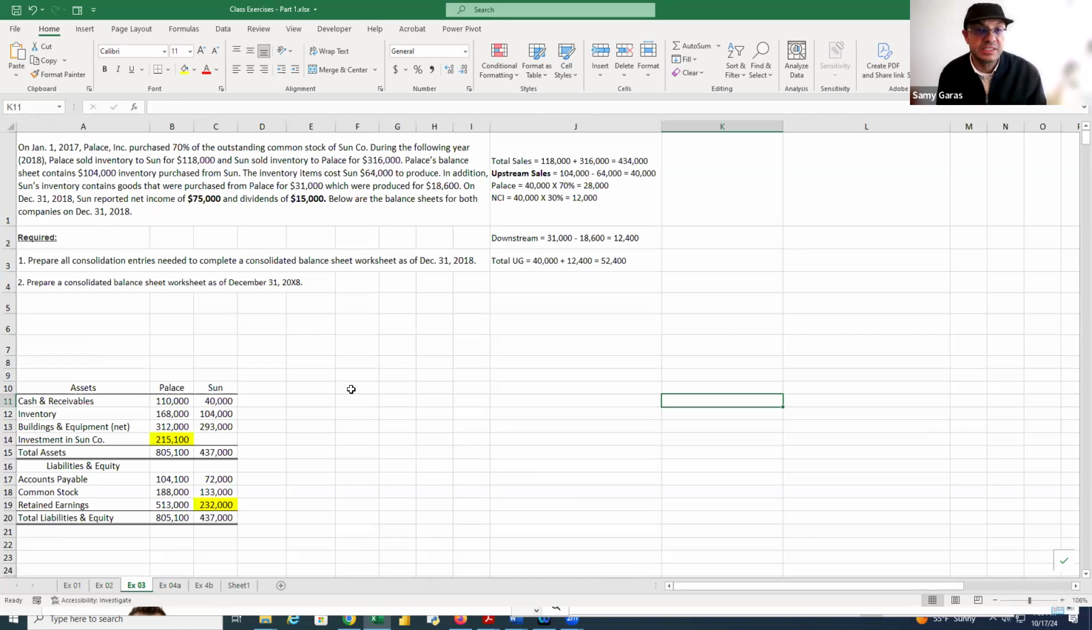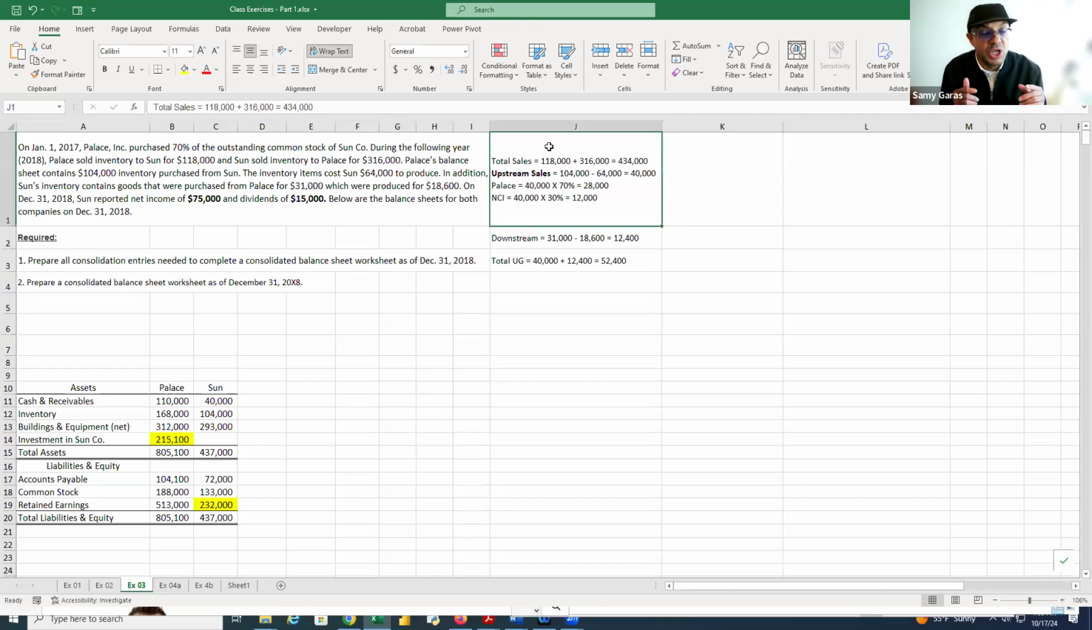The third exercise is a bit longer because in this exercise, we see some transactions or sales coming from the parent to the subsidiary. When we get these sales, we call it downstream. And starting from this example, and in the next example, you will hear the word downstream and upstream. What is the difference between them? If the parent is making sales to the subsidiary, we call it downstream. If the subsidiary is making sales to the parent, we call it upstream.